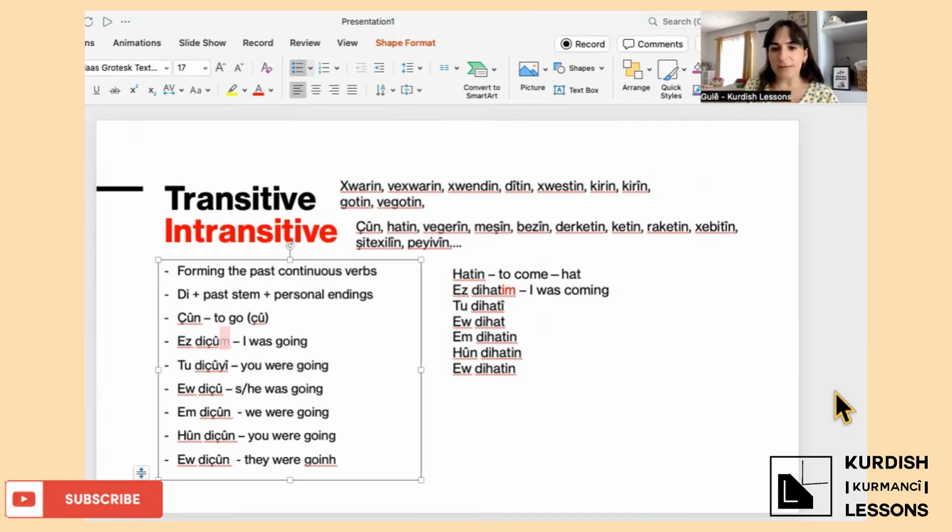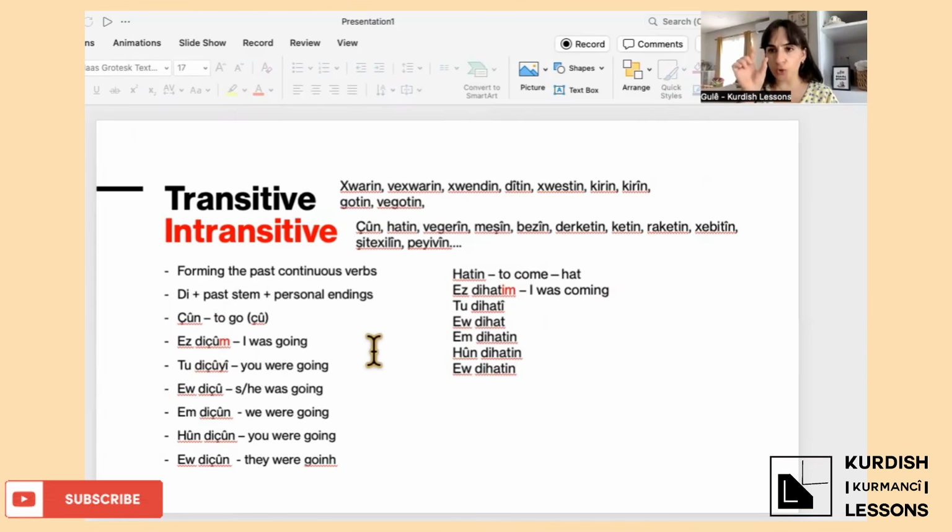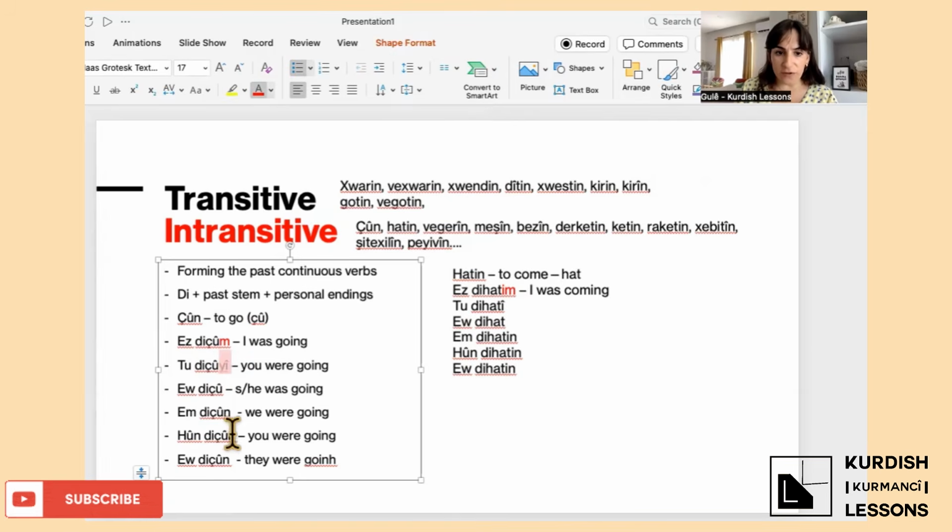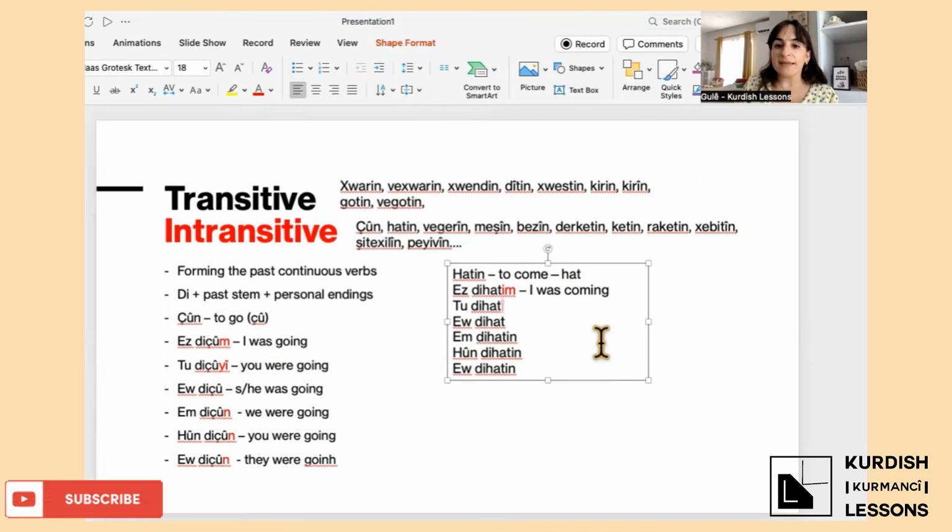It is because chu, the stem chu, ends with a vowel. If it's a vowel, you add only M for I, you add ye for you, nothing for third person, and only N for the plural. And if you have a consonant-ending stem, like hatten, so hat, E for you, for I, nothing for third person, N for plurals.